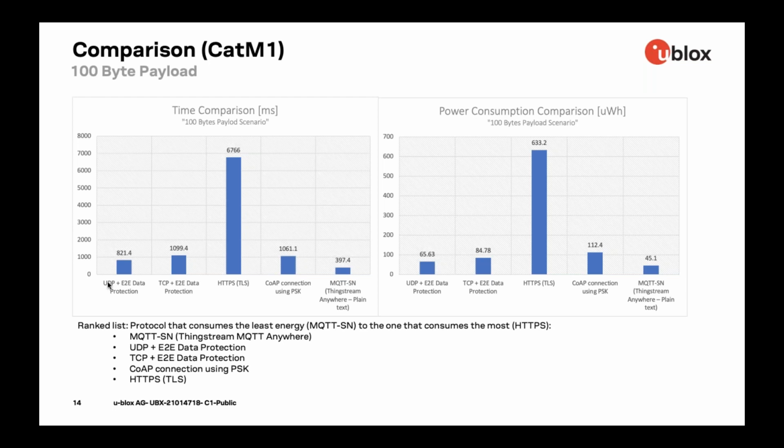And what we see there is that your time on air for sending that 100-byte payload, we look at UDP and TCP with the end-to-end data protection. They're quite low, 800 milliseconds, 1,000 milliseconds. HTTPS with the TLS encryption by far the highest. CoAP coming in much lower, but MQTT again way down with just 397 milliseconds to send that payload. That then obviously transfers into power consumption. So your device is not on air for as long. The modem doesn't have to be powered up so long. And so your power consumption again is quite significantly reduced. So if we were looking at a CoAP with a pre-shared key there with 112, that's reduced down to 45 with MQTT-SN.